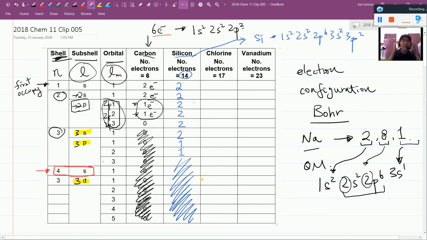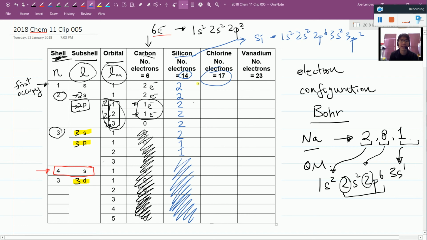I've got some kind of weird sound in the background. That's basically the aircon I've got at the back. So annoying. Now let's try to move on to the next one.